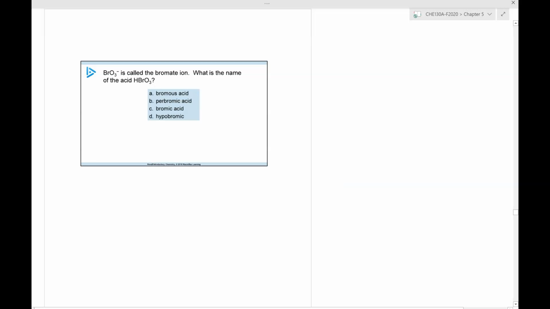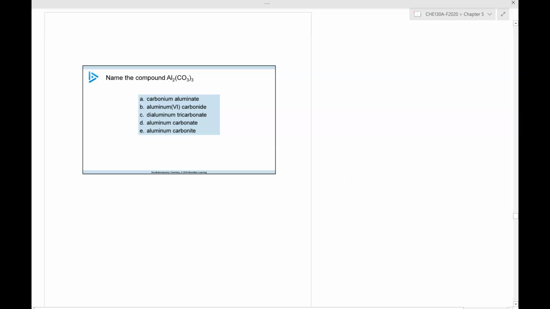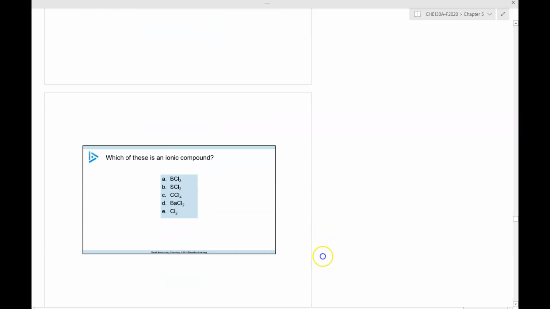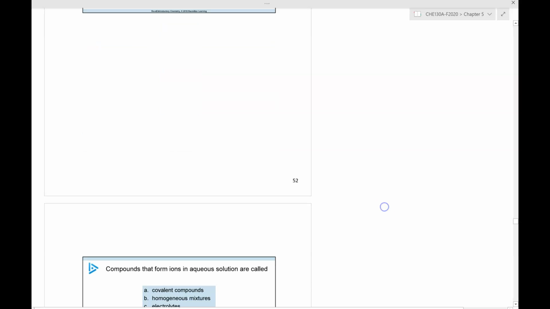So if BrO minus is bromate, we add one hydrogen to get rid of that negative charge. HBrO3 is bromic acid. And then we're asked here, random kind of question, name the compound Al2(CO3)3. That's going to be aluminum carbonate, because the CO3 2- ion is carbonate, and we don't have to tell anyone that aluminum is +3. Which one of these is ionic? That barium chloride is going to be our ionic compound.